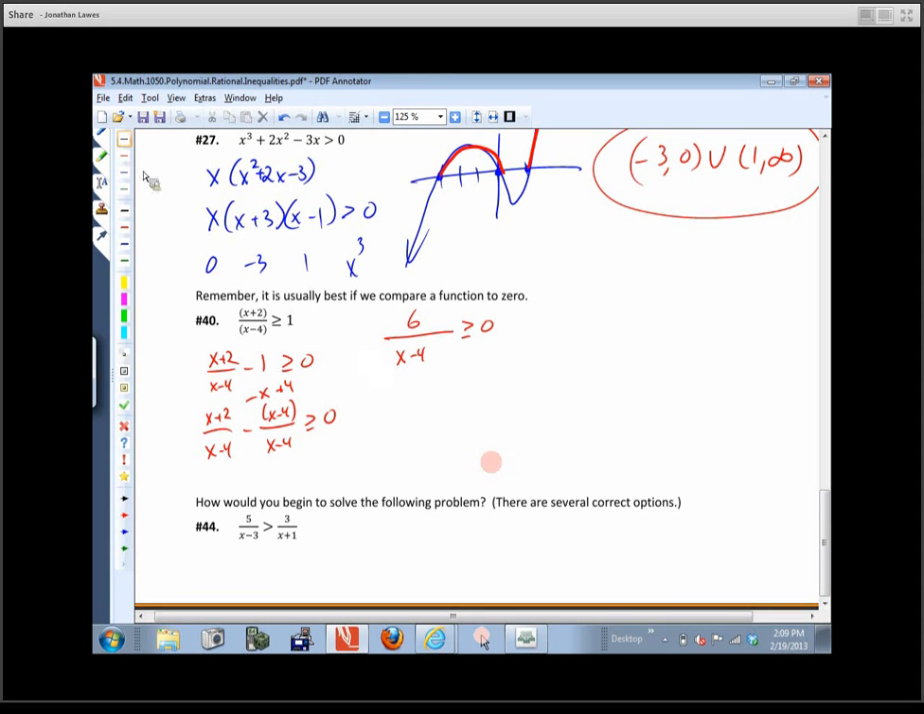Now, the interesting part on this problem is, this is a little bit unique. Clayton, what are we going to multiply by now? X minus 4 quantity squared. So when I multiply, I'm multiplying by a positive. I don't have to switch the direction. It is going to cancel off that x minus 4, so that's going to leave me with a 6 and an x minus 4. Now take a good look at that.